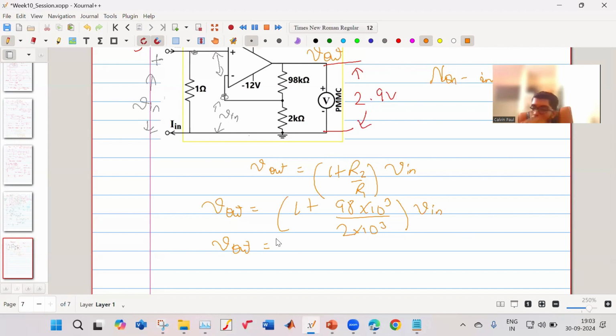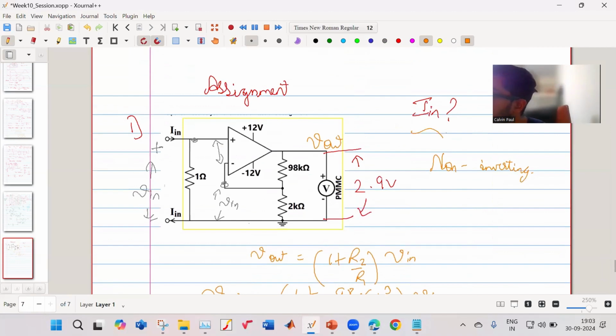Sir, your V out is actually equal to 50 into V in. Okay, I found V out is equal to 50 into V in. But they are telling us to find I in. How will we find I in now? Input current, how will we find I in? V in by 1 ohm. Yes. So my I in actually is equal to V in upon 1 ohm.